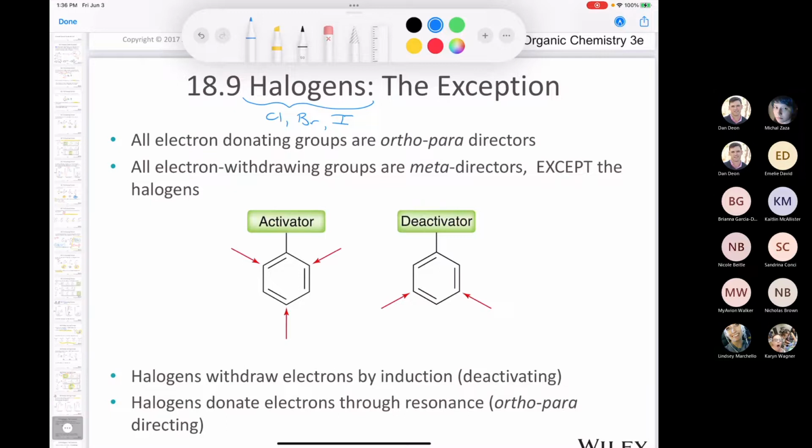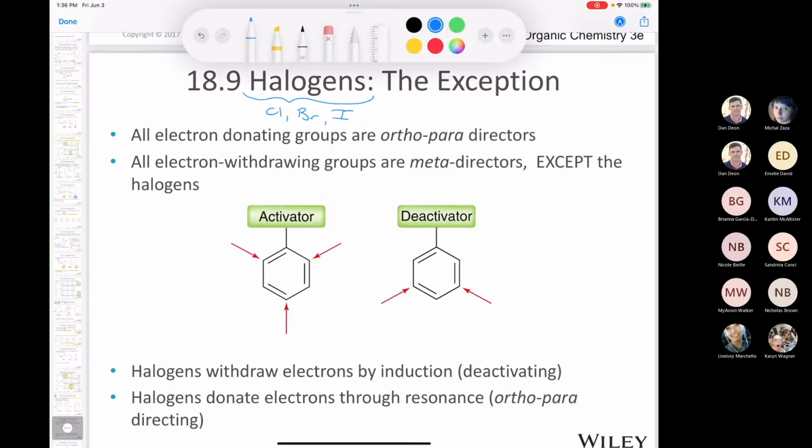Oh boy. So it turns out that the halogens actually withdraw electron density by induction, right? So they are deactivating. You think about chlorine, bromine, they have high electronegativities. Chlorine has an electronegativity of around 3, bromine is around 2.8. Let's say you have chlorobenzene. Well, this chlorine can pull electron density away from the ring. So you think, okay, it's a deactivator. There you go, meta-director, done.